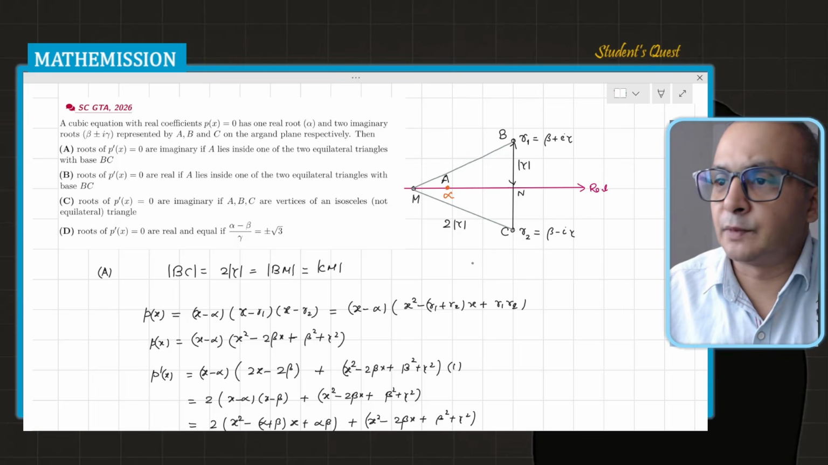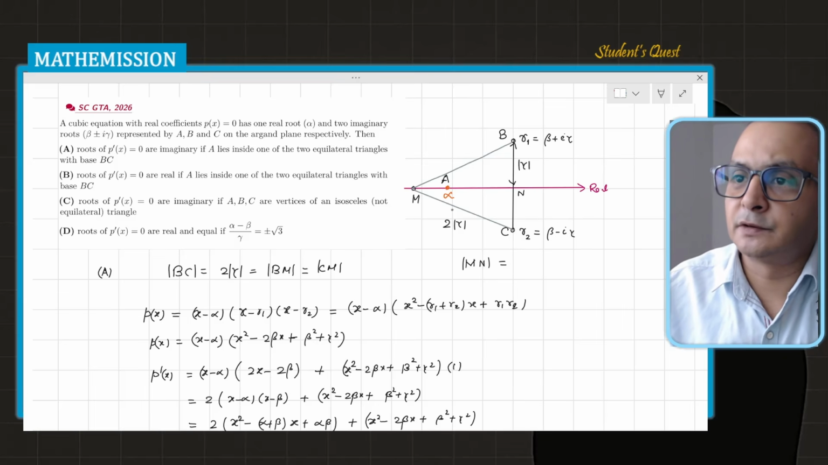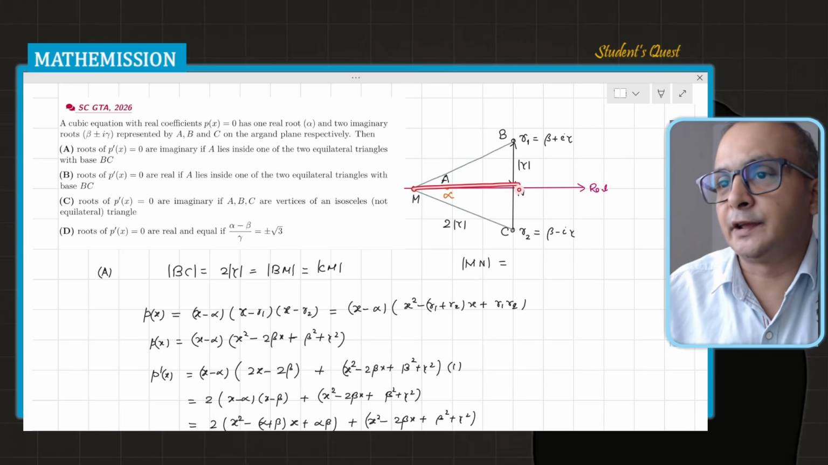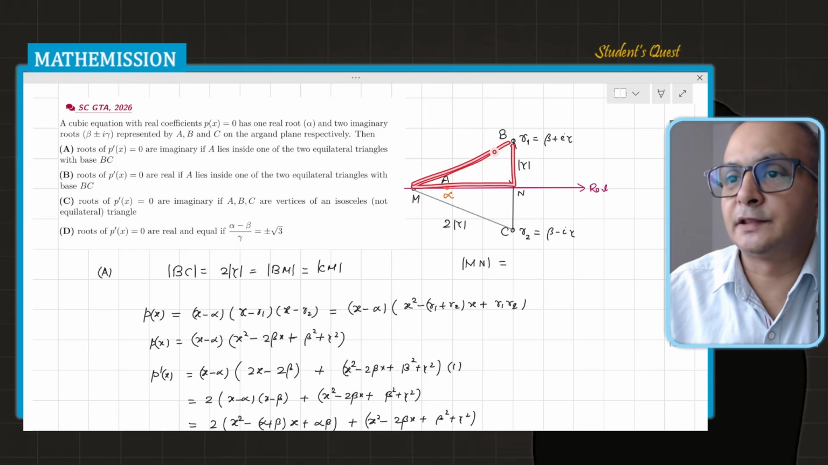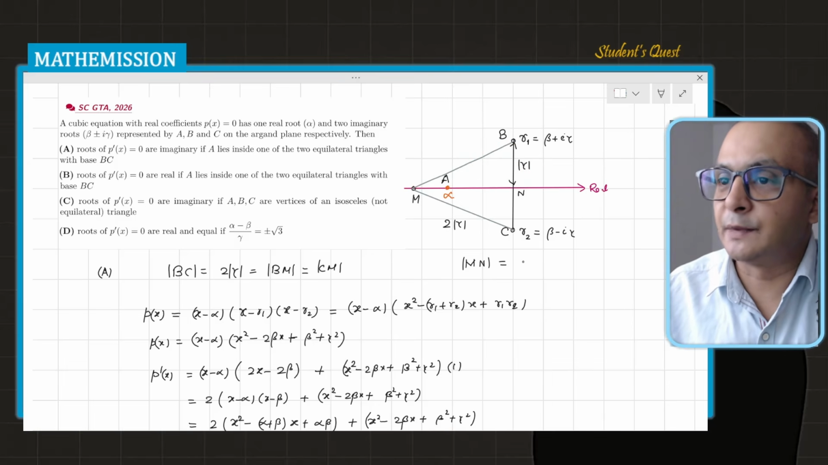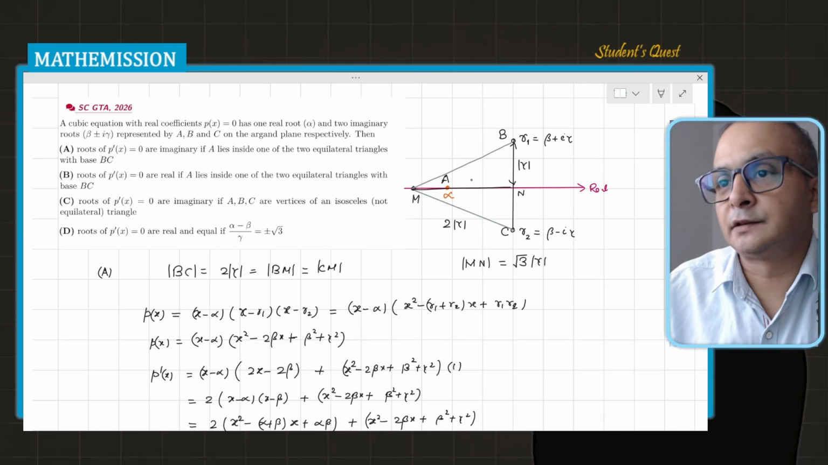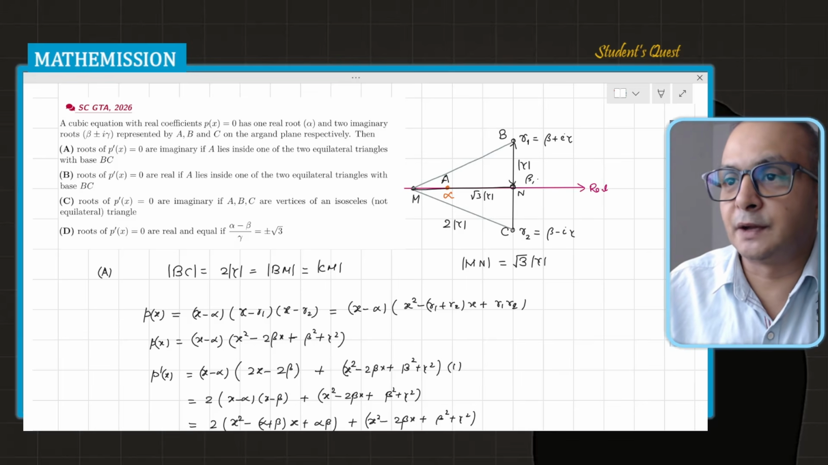So what can we tell about MN? This is a right angle triangle in which this length is 2 mod gamma and this is mod gamma. So 4 gamma square minus gamma square is 3 gamma square, that is root 3 mod gamma. So this length MN is root 3 mod gamma. Now this position, on the real axis, is beta comma 0.